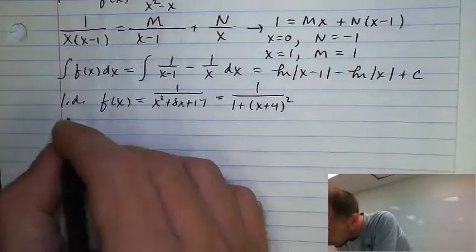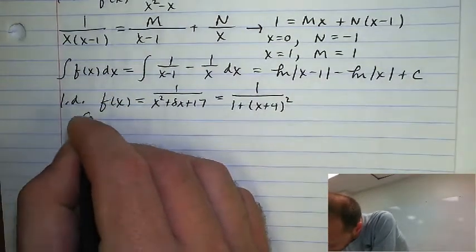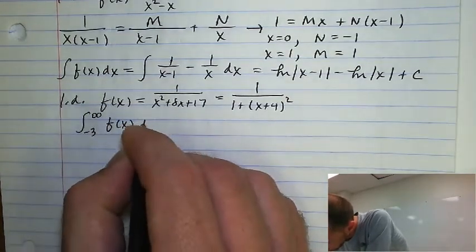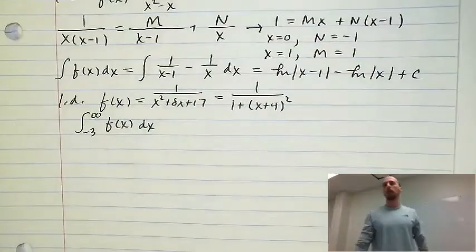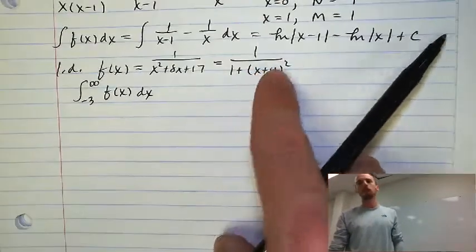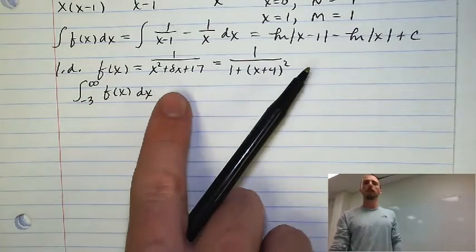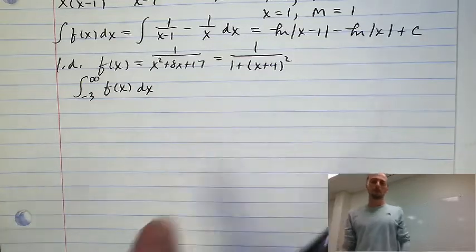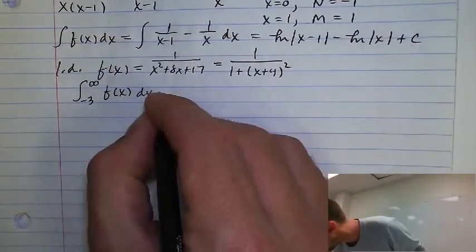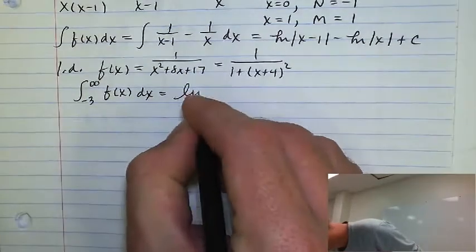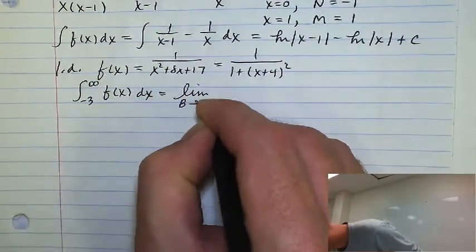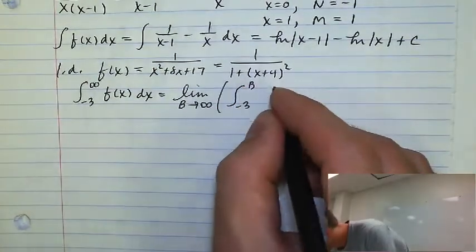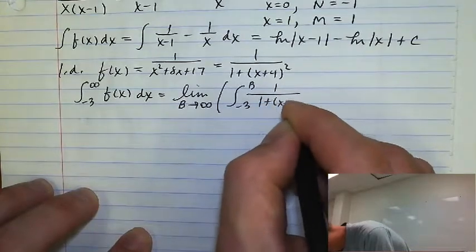Okay, so the integral from -3 to infinity of f of x dx. And what I could do is I could just be like, okay, I know how to take an antiderivative of this, do that off to the side, and then say this is going to be the limit as x approaches infinity of the antiderivative minus the antiderivative with -3 plugged in. But maybe I'll just do it the way I typically do an improper integral. I'll start by saying this is the limit as the upper bound goes towards infinity of the integral from -3 to b of 1 over 1 plus x plus 4 squared.